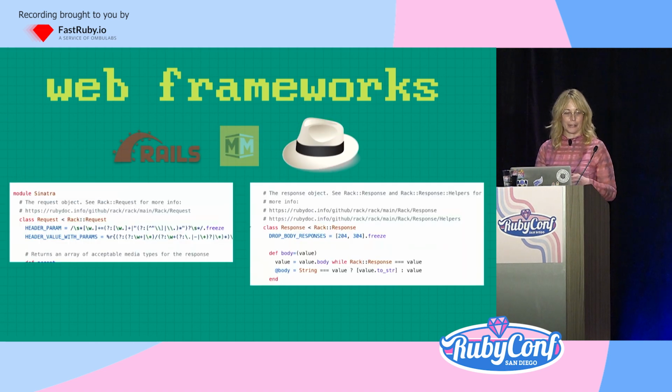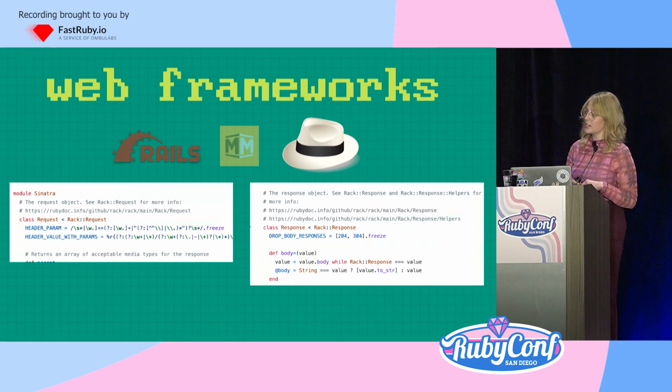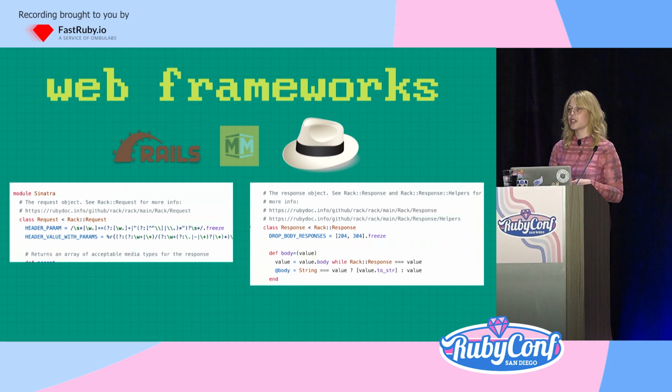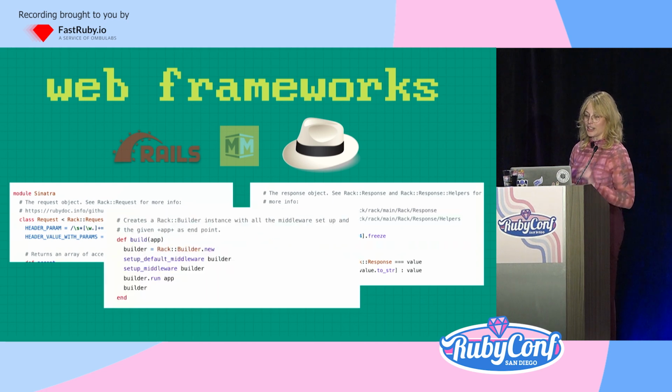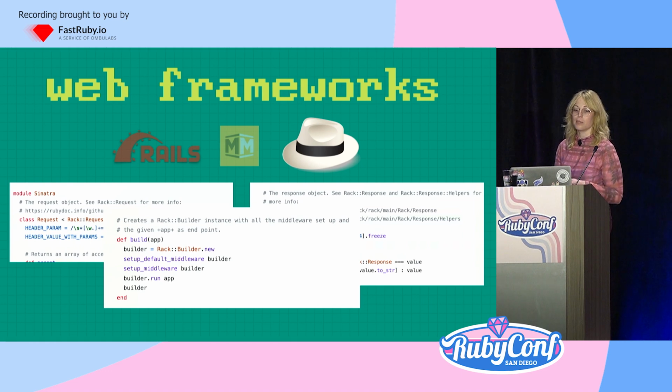Sinatra is the micro framework, and we're going to dig into the source code to see how Sinatra kicks off its Rack application. First, though, we can see that Sinatra leverages Rack's request and response classes by inheriting from them. But in our initialization, which is our build here, we are actually kicking off the Rack builder. And then we are using that to transform it into a fully fledged application.